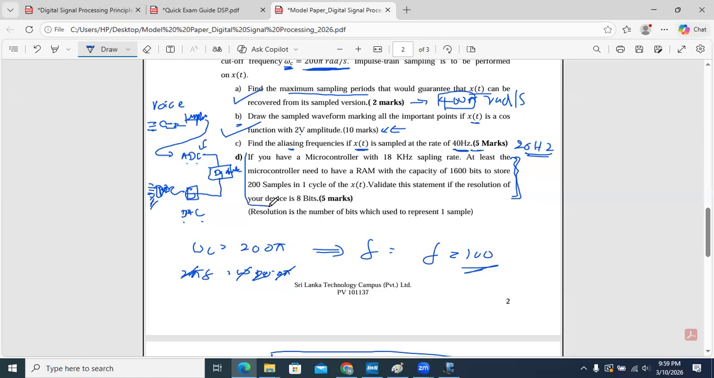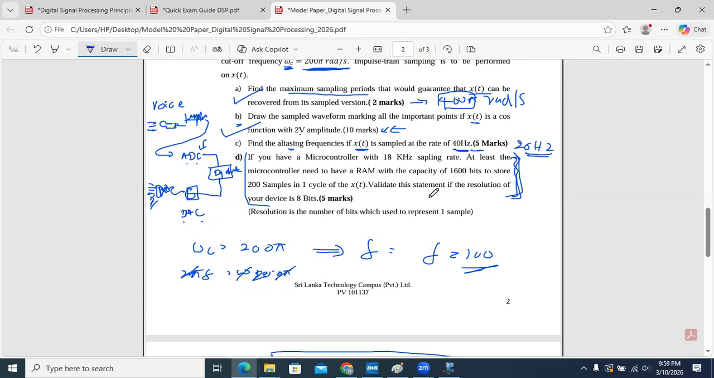They ask you to validate the statement. So you are asked to validate the statement, and that is the answer. Next time maybe I will give you a question to calculate the proper sampling rate. For the validation also you need to do the calculation. Maybe I will give the same question, then ask you to calculate the maximum sampling rate to store the signal like this.